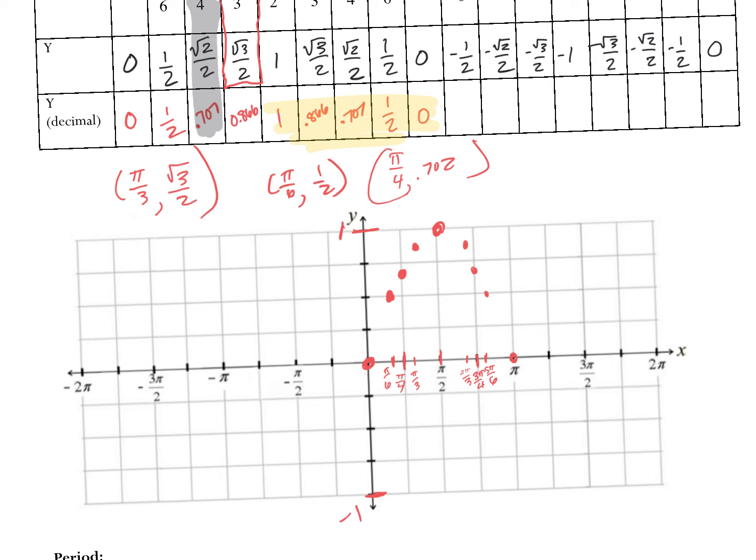Now, what's going to happen when I do the negatives? All of these ones are the exact same thing, only negative, yeah? It's going to be in a different quadrant. It's just going to keep going, like, it's going to do this.